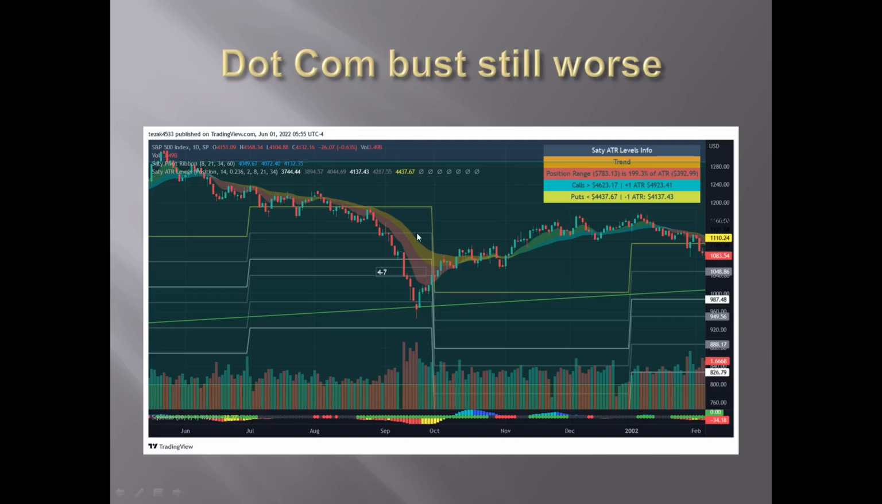.com bust, it just keeps getting worse, right? So this is actually the September 11th, 2001 is this little day here. So kind of interesting that it was already in a really big downtrend. It actually hit the -1 ATR here, and that did not help matters at all, right? As you can see, just obliterated.